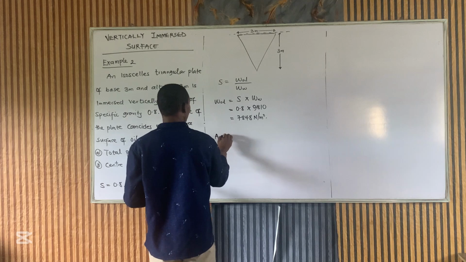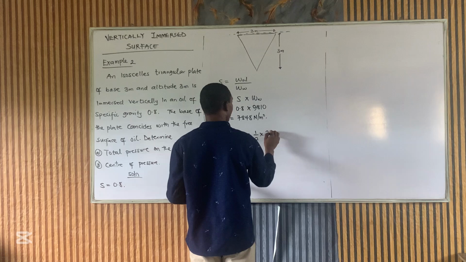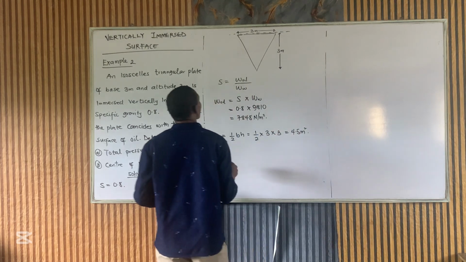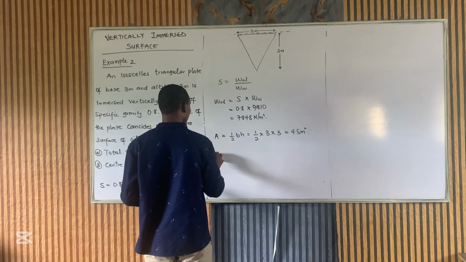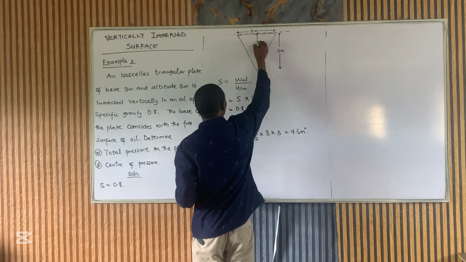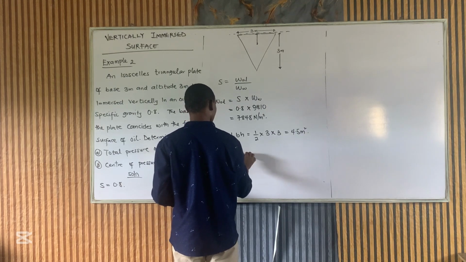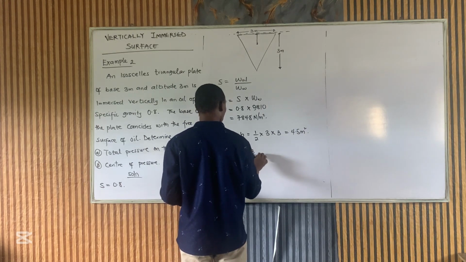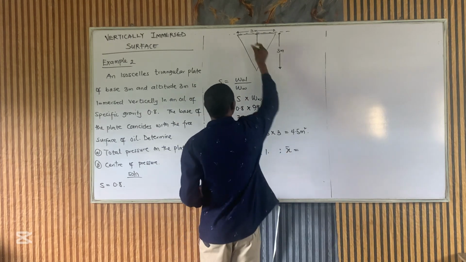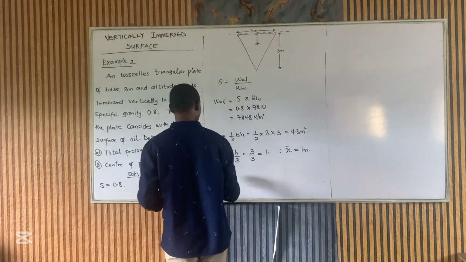Again, the area of this triangle is given as half base times height. Half multiplied by the base, 3, multiplied by the height, 3. This gives us 4.5 meters squared. The center of gravity of this triangular plate, measured from the base, is h over 3. The height is 3 over 3, so that's 1. And that happens to be the same as the x bar, since the base coincides with the water surface. So the x bar is 1 meter.